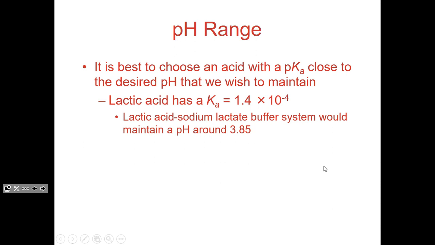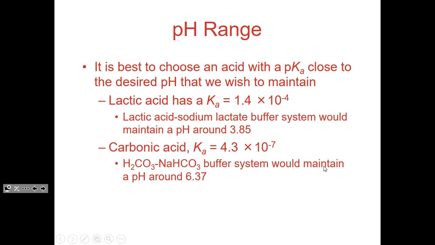Well, if I have a different weak acid, then I'm going to protect a different region on the pH scale. So let's say I have carbonic acid with its Ka of 4.3 times 10 to the negative seventh. The negative log of that is 6.37. So here I can protect a pH range that's a little bit more basic. And in this buffer system, I can keep that pH within plus or minus 1 of 6.37 before my buffer system is blown and it no longer protects.